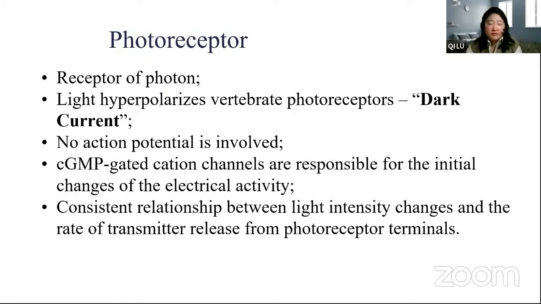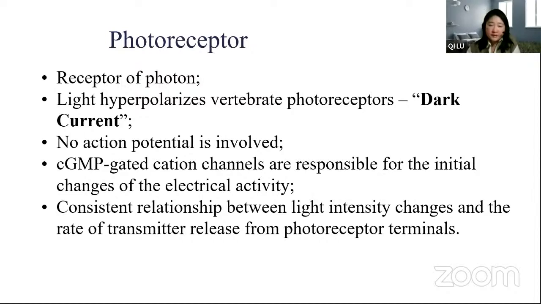A photoreceptor is a receptor of a photon. It's a cell type. The light response in vertebrate photoreceptors is called the dark current. The reason it's called dark current is because it sends signals, or is activated, when the light turns darker. And at this step, no action potential is involved.